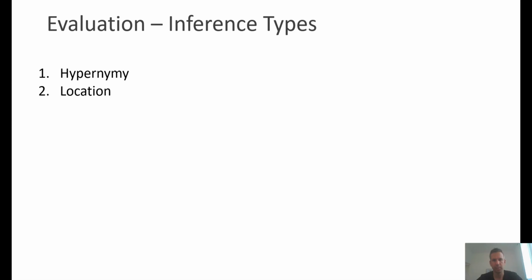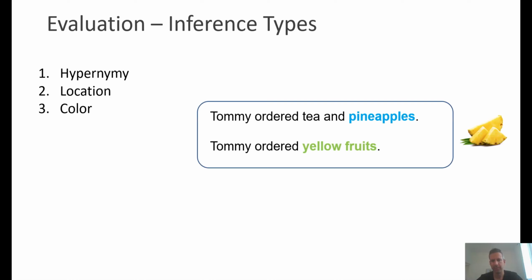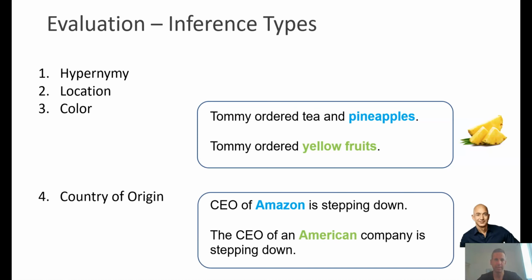To evaluate InferBert, we created 4 different datasets, one for each relation type: hypernymy, location, color, for example, Tommy ordered tea and pineapples, and tails Tommy ordered yellow fruits, and country of origin, for example, CEO of Amazon is stepping down, and tails the CEO of an American company is stepping down. More details about the dataset can be found in the paper.